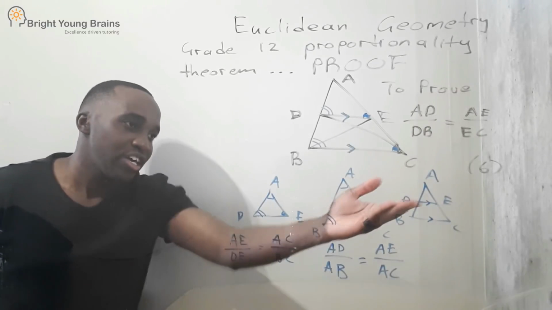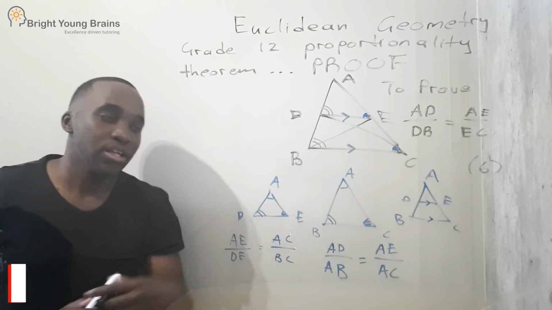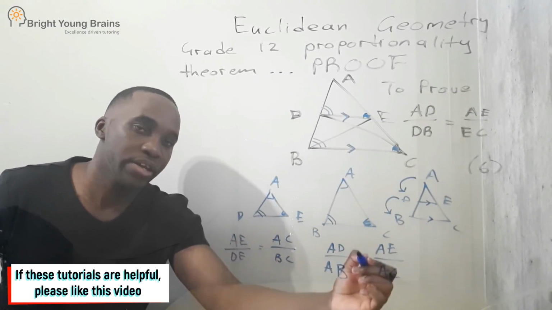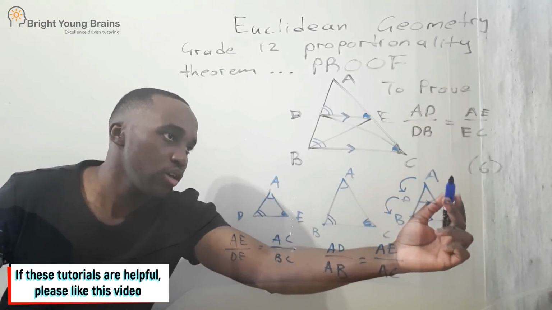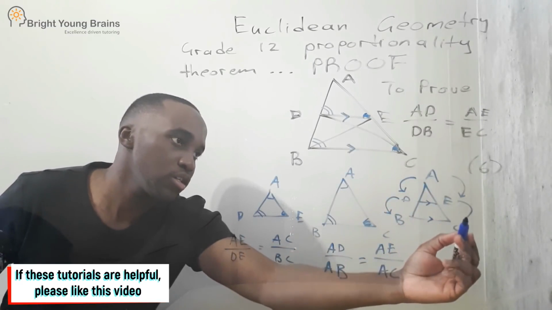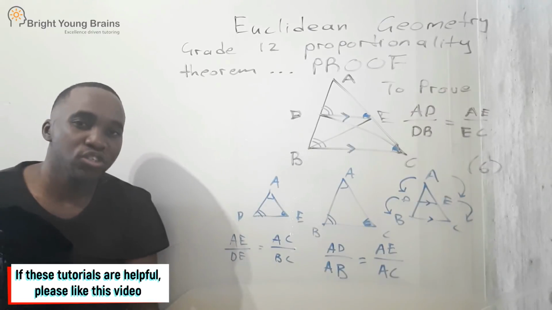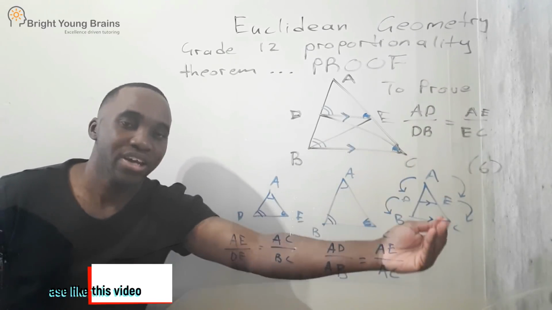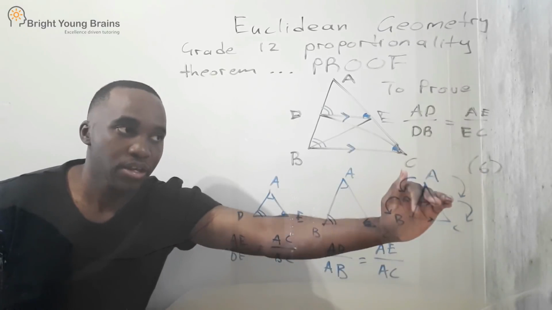What I mean is, here we can easily say stuff like AD over DB, that's going to be equal to AE over EC. Can you see? Because the motion is the same. I did this here and I did that there. So on the other side, I can do the exact same thing. That and that.